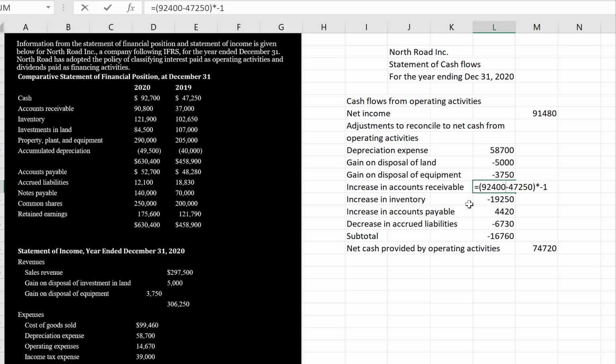Did I do the wrong numbers in here? Let's take a look. AR 37,000. Yes, I did. It's something really to watch out for because I do find that sometimes as I'm going through these questions, I do pick up the wrong numbers from the balance sheet.